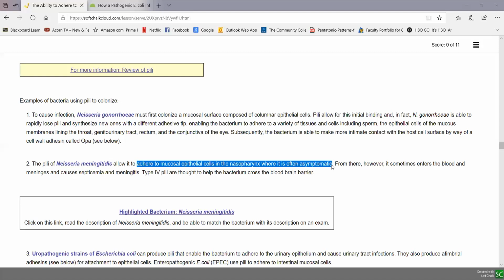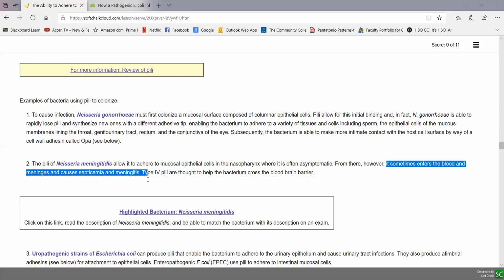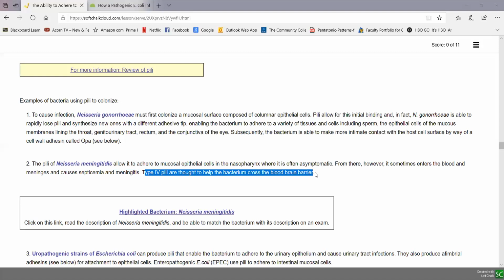But in about 15% of the people who have Neisseria meningitidis colonizing the nasopharynx, it can enter the blood, where it can cause septicemia, and then cross the blood-brain barrier, where it can cause meningitis. And we think the type 4 pili play an important role, through their twitching motility, in helping it actually cross the blood-brain barrier. And that's our highlighted bacterium for this SoftChalk lesson, Neisseria meningitidis, which causes meningococcal meningitis.